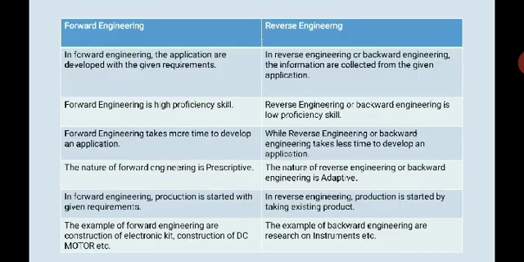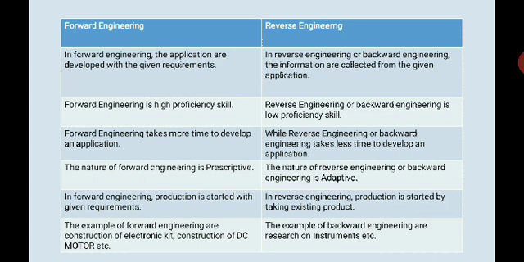Okay, then we have almost finished, but there still comes a question: the difference between forward and reverse engineering. You actually need to be aware of this and write a couple of differences between them. In forward engineering, the applications are developed with the given requirements, whereas reverse engineering works backward, and the information is collected from the given application. So forward means from the requirements, and reverse means from the application. And forward is a high proficiency skill, but reverse is low proficiency, because you want to retrace back and see how it happened. You don't have any knowledge. That's why it is low proficiency.